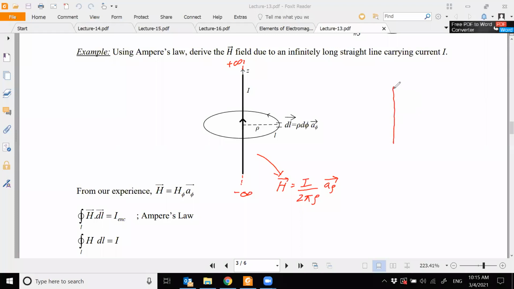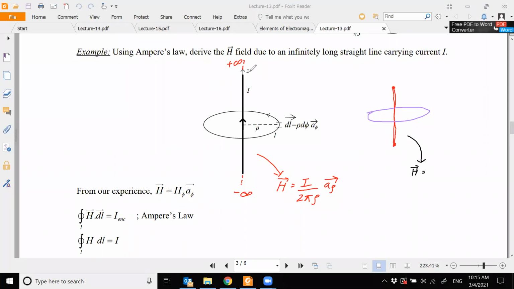Suppose I apply Ampere's law to a finite wire, a wire which is only this much. If I put an Amperean path around this wire, then what expression do you think Ampere's law will give? Yes, Mr. Muhammad Al-Humaidan, can you tell me?